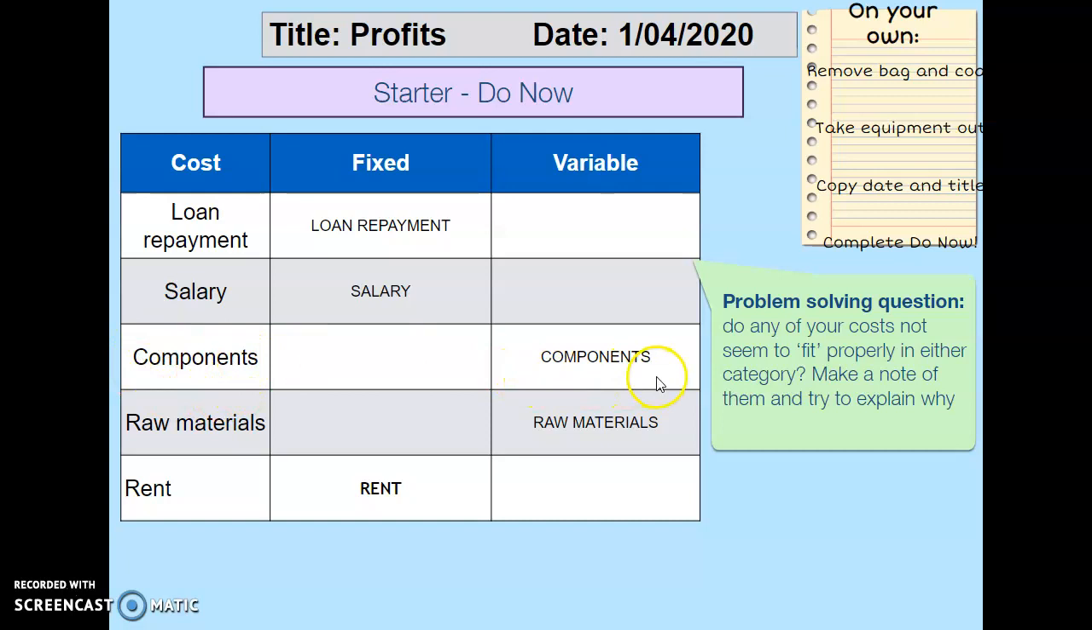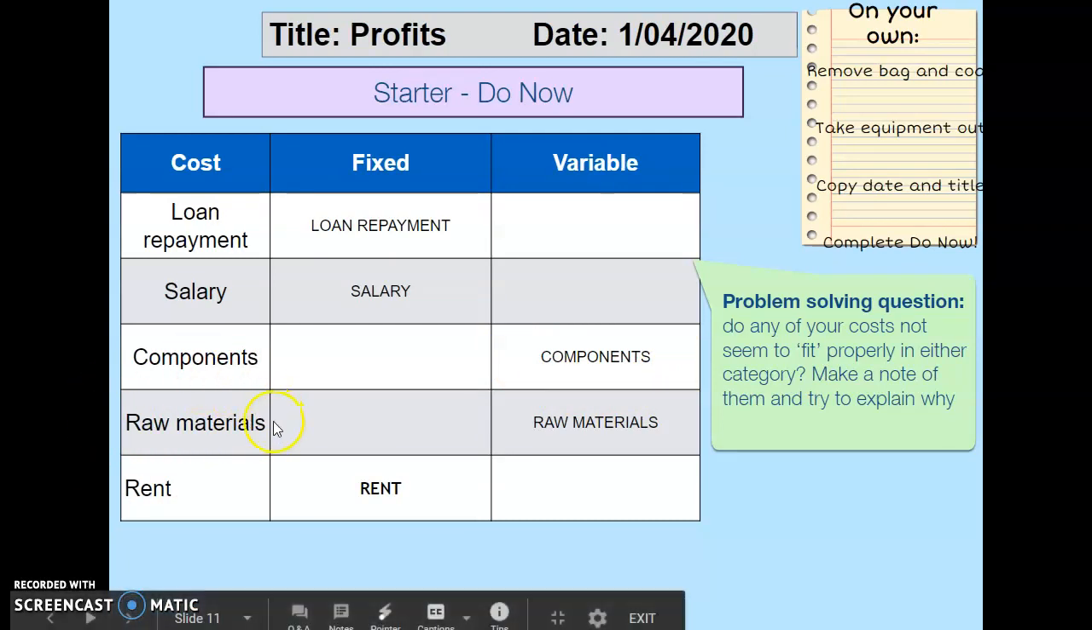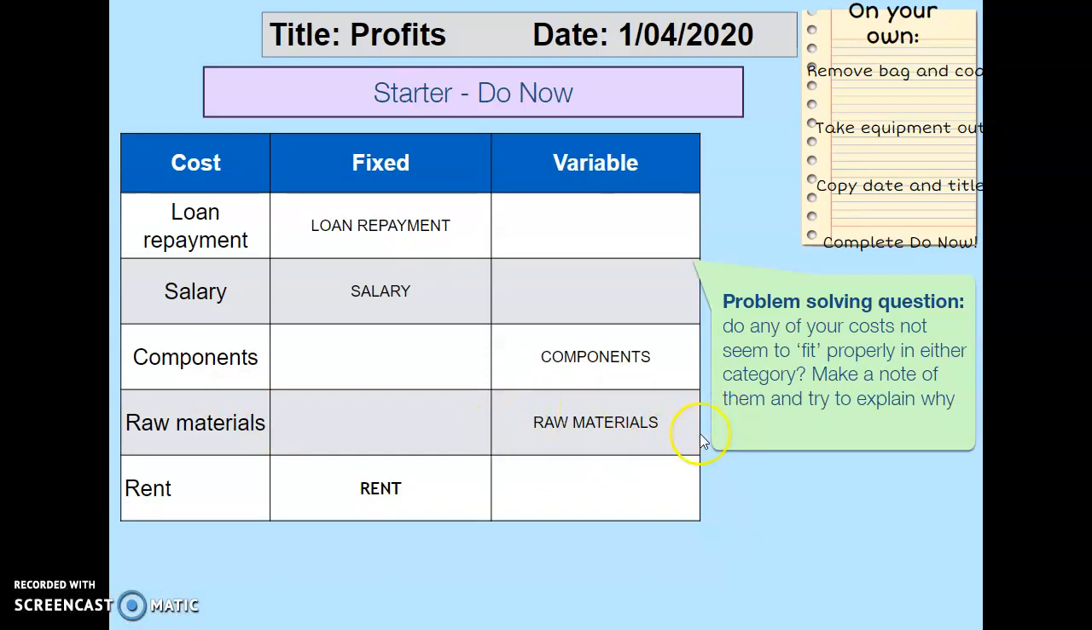Components obviously depend on the amount of production by a business, so these will be variable costs, and it goes the same for raw materials. Raw materials are all those input goods that you would need in order to produce a good. Remember what I said about Cadbury's. In order to make Dairy Milk bars, they need specific components and ingredients, and these all count as variable costs. These will change with the amount of chocolate that Cadbury's produces.